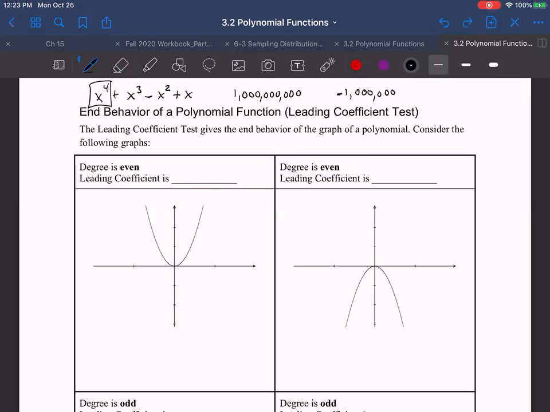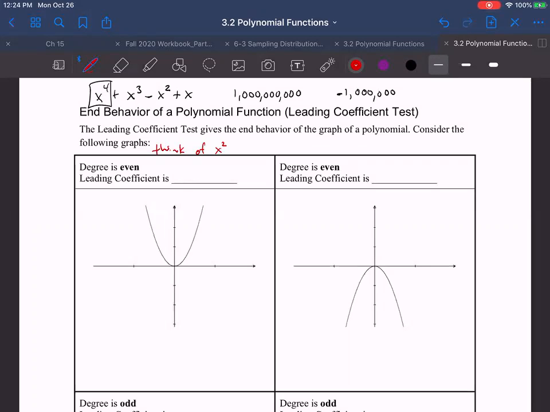Maybe I should leave that up there. So anyway, what we can do is look at this. First off, we're going to think about x squareds. Whenever our leading term has an even power, so the degree of our polynomial is even, we're going to think about the x squared graph. And the x squared graph looks like that.